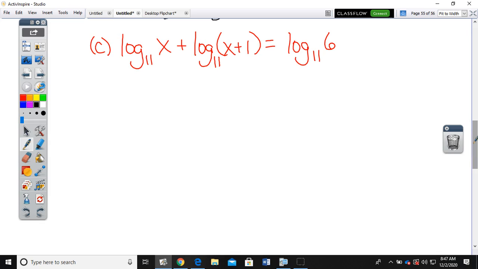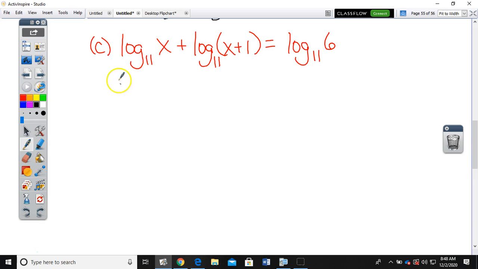Can we do on C what we just did on B? No, because how many logs are on the left? Two, and there's only one on the right. So we need one log on both sides in order to do what we just did. Can we make these one log? Yes. How? They're adding. So how can we combine them?